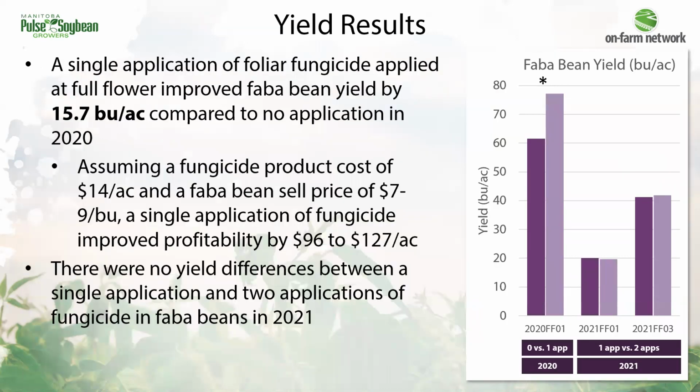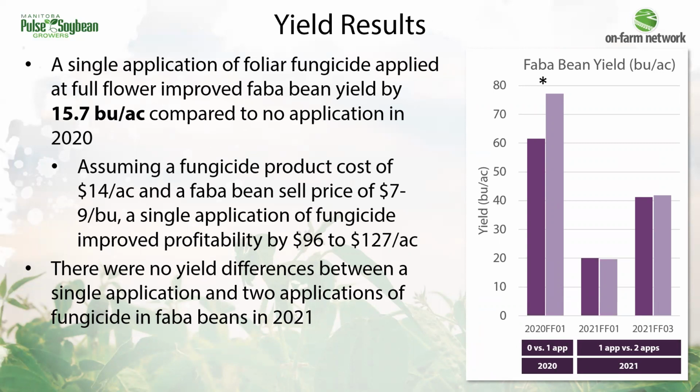But what did that mean for yield? The yield results for all three trials are on the right here. In 2020, a single application at full flower improved faba bean yield by almost 16 bushels an acre compared to no application. If we assume a product cost of $14 an acre and a faba bean sell price of $7 to $9 a bushel, that provided a return on investment of $96 to $127 an acre.